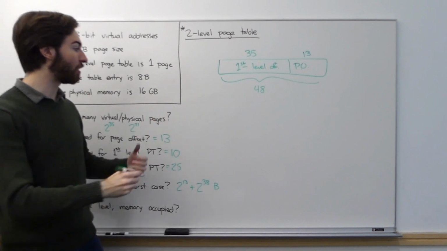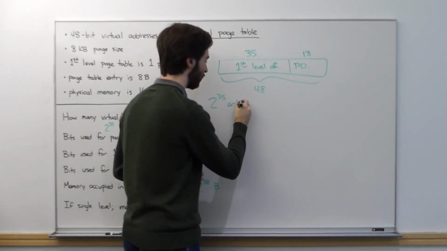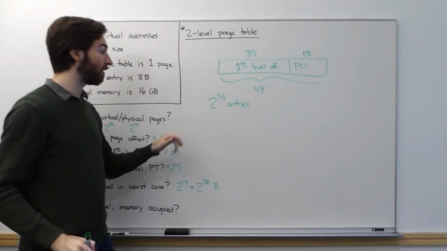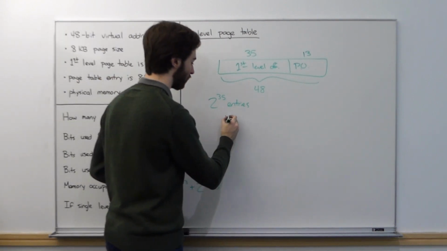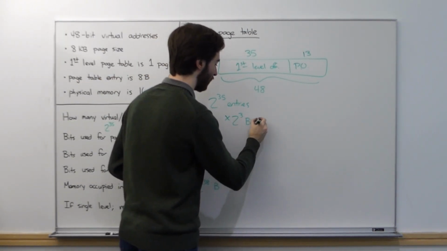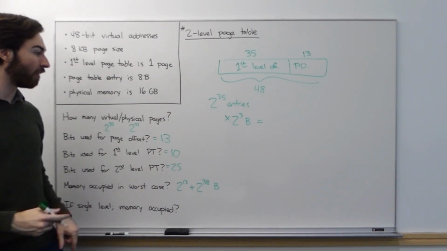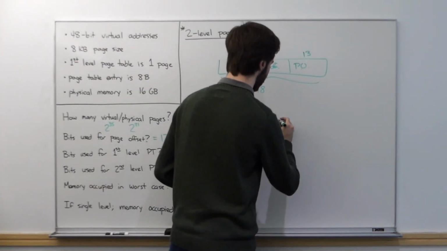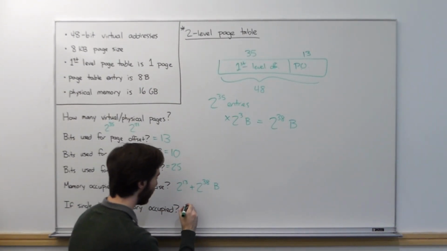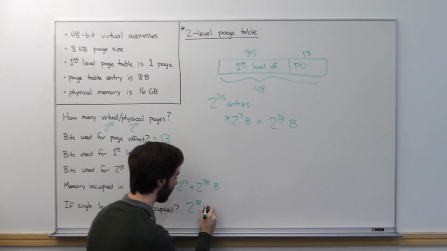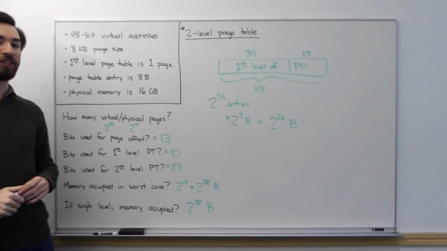Meaning that we would need 2 to the 35th entries in our first level page table. And if each entry is 8 bytes, that means that the total size of the page table in this scenario would be 2 to the 38th bytes, which is slightly better than the absolute worst case 2-level page table situation.